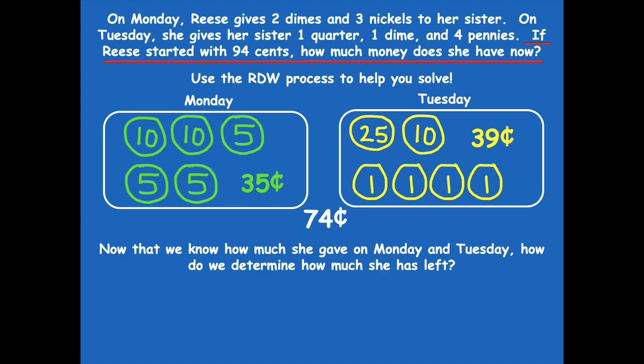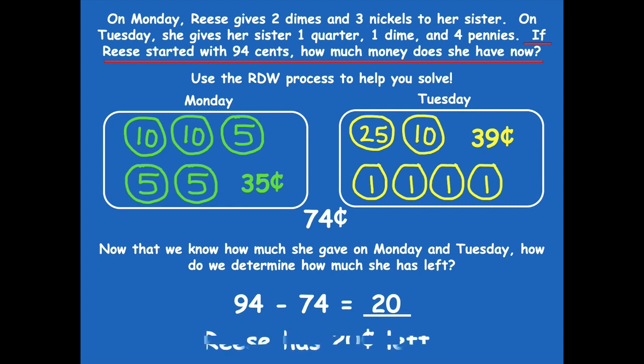All right, friends. Pause if you need more time. Okay, so here's my number sentence. 94 minus 74 equals, what does it equal, friends? It equals 20. So to write it as a statement, I would say Reese has 20 cents left.